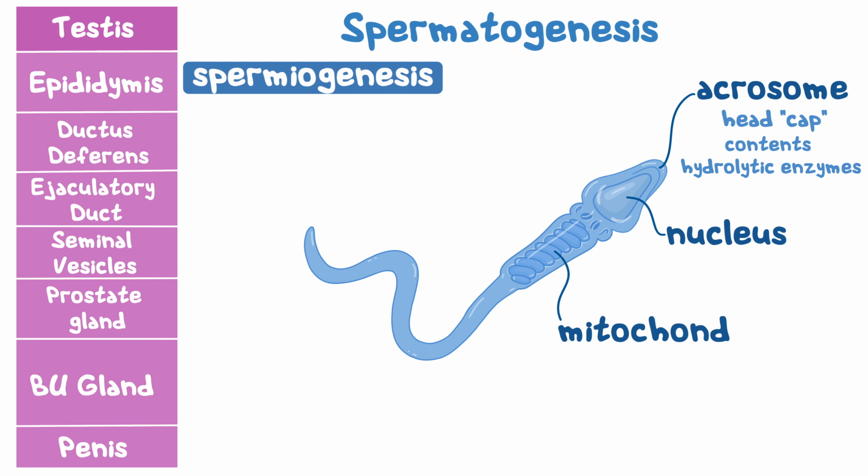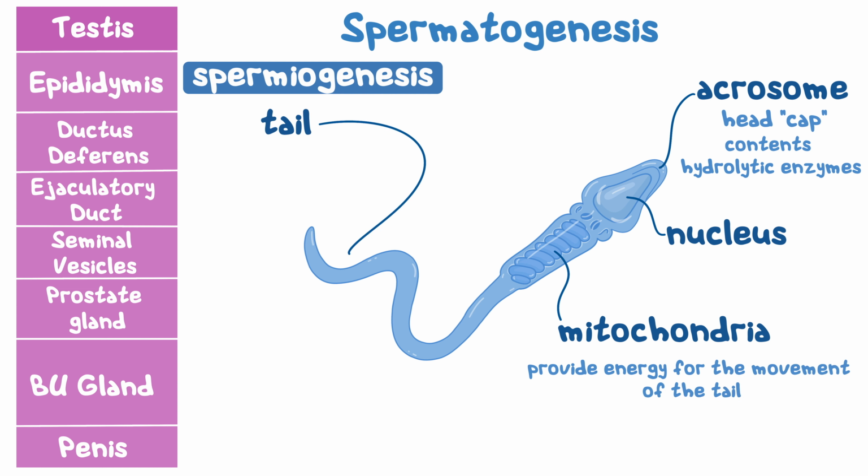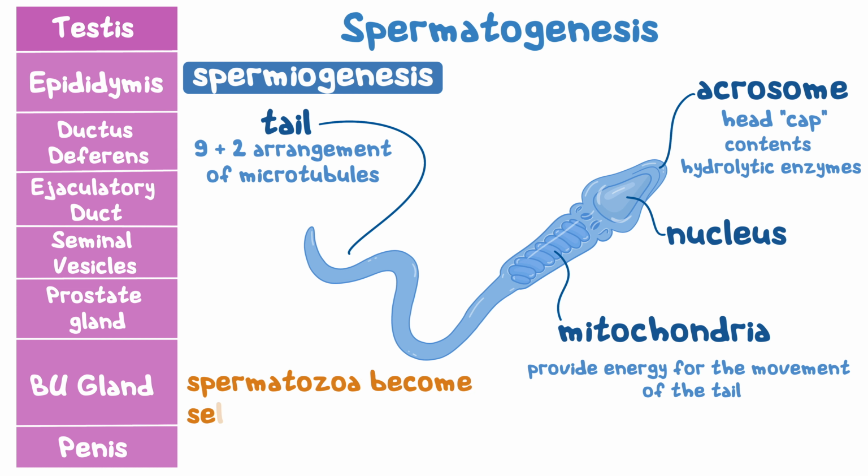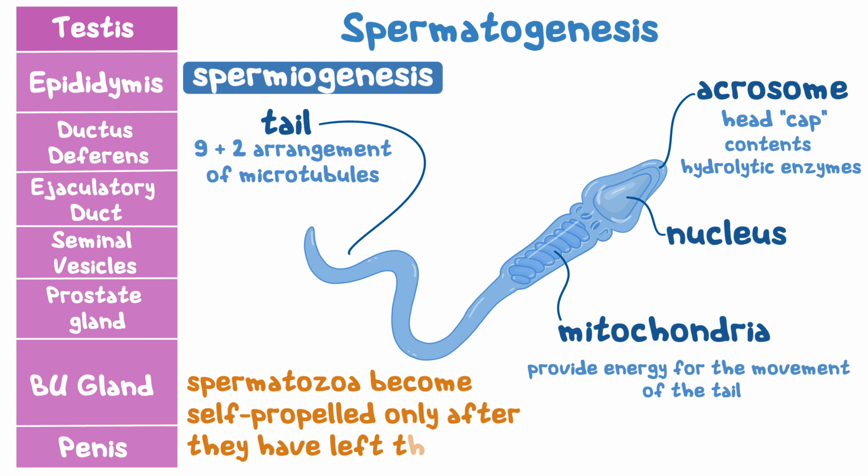The middle region of the spermatozoon is mainly occupied by the mitochondria, which provide energy for the movement of the tail, or flagellum. The tail has a 9+2 arrangement of microtubules, characteristic of cilia, and those provide the motive force which allows spermatozoa to swim. However, spermatozoa become self-propelling only after they have left the testis and are fully matured. Then they are able to undertake unidirectional travel at about 3 mm per minute.